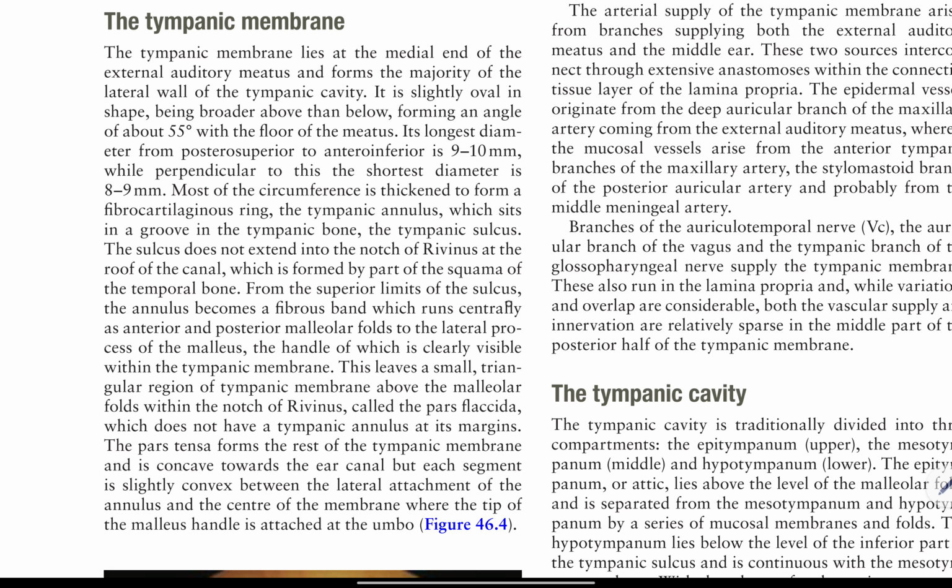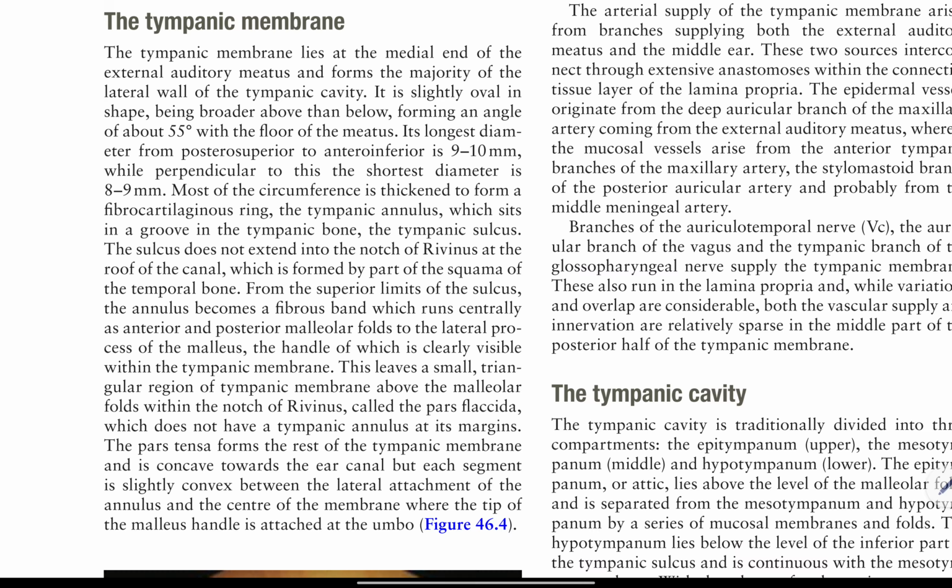From the superior limits of the sulcus, the annulus becomes a fibrous band which runs centrally as anterior and posterior malleolar folds to the lateral process of the malleus, the handle of which is clearly visible within the tympanic membrane. This leaves a small triangular region of the tympanic membrane above the malleolar folds within the notch of Rivinus, called the pars flaccida, which does not have a tympanic annulus at its margins.